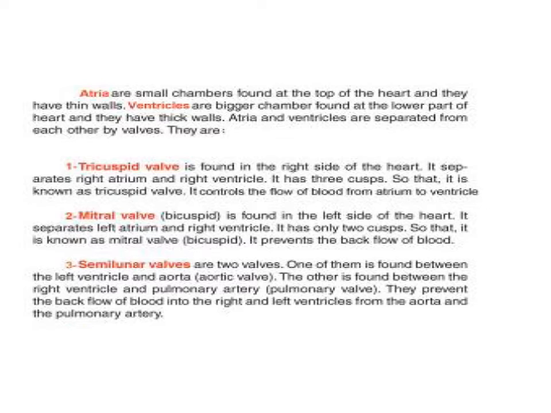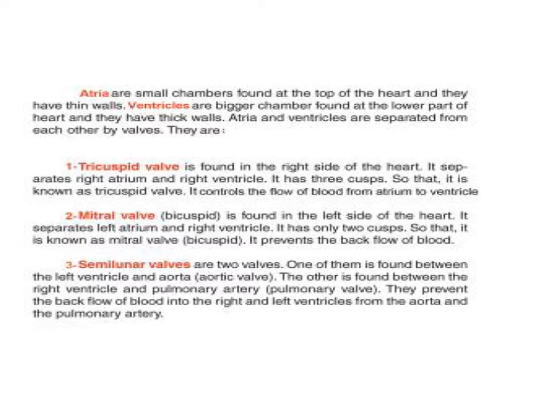Yes, that means the top of each side of the heart, and they have thin walls. The walls of the atrium are thin. Ventricles are bigger chambers, different from the atrium. Atria are small, ventricles are bigger chambers found at the lower part. Atria are found at the upper part of the heart, and they have thin walls.